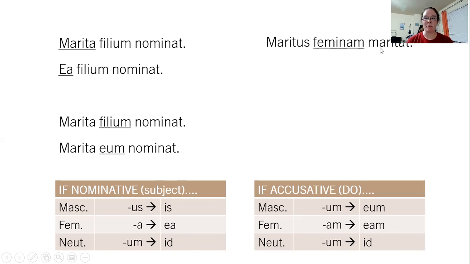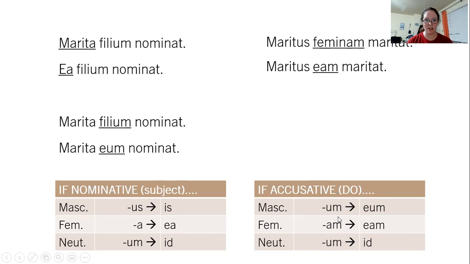Maritus feminam maritat. Here's an extra review word that you have definitely had before. Femina is a woman. If you look at your ending there, even if you don't know that word, am is the only option: feminine accusative. That means the pronoun you're using is eam.